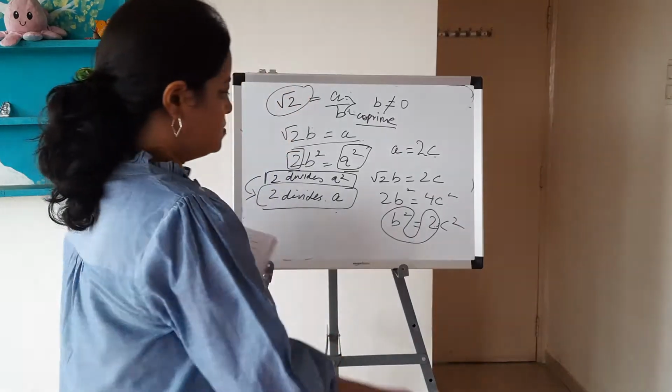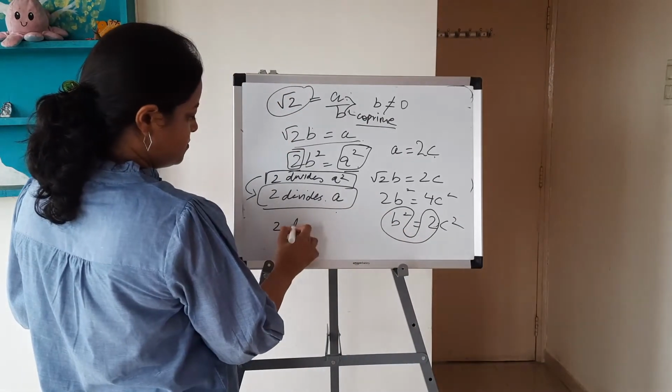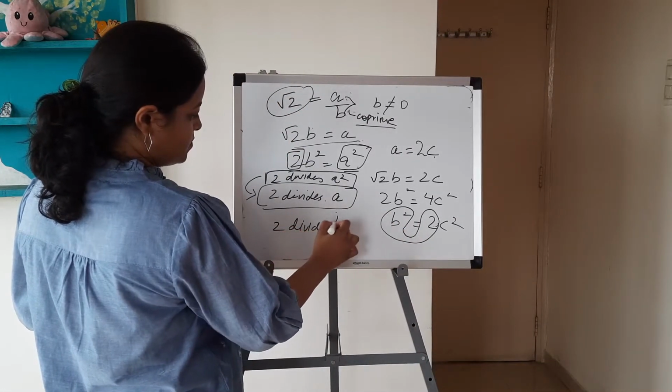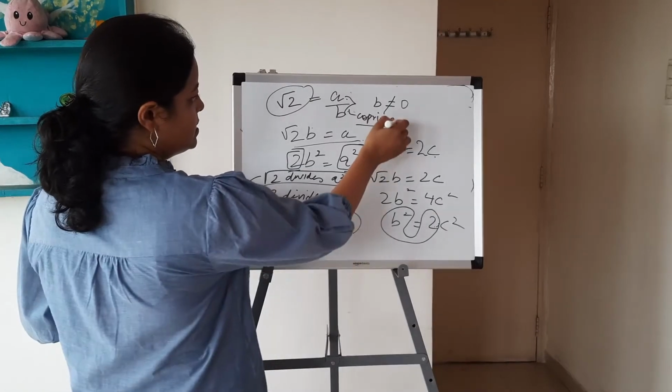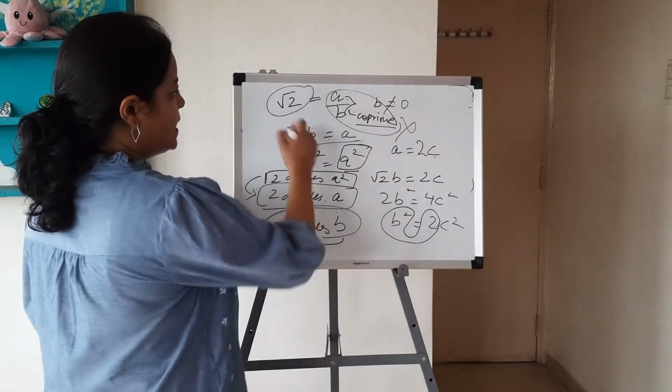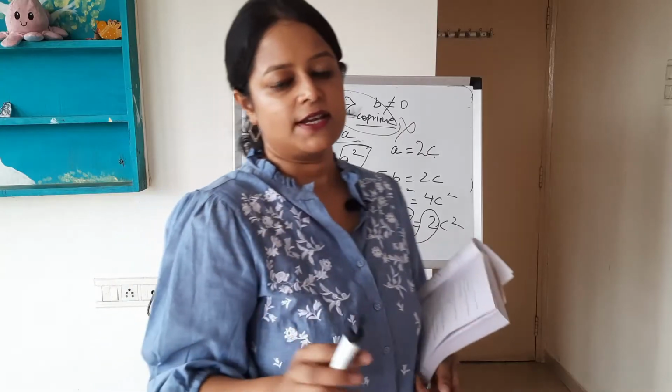So then if 2 divides a and 2 divides b, this assumption becomes false, and hence that first assumption that root 2 is irrational is false. So we'll proceed to the next question. These questions are a little bit different. They're not your usual questions. We go ahead taking the assumption that it's actually false, and then we come back to it, right?